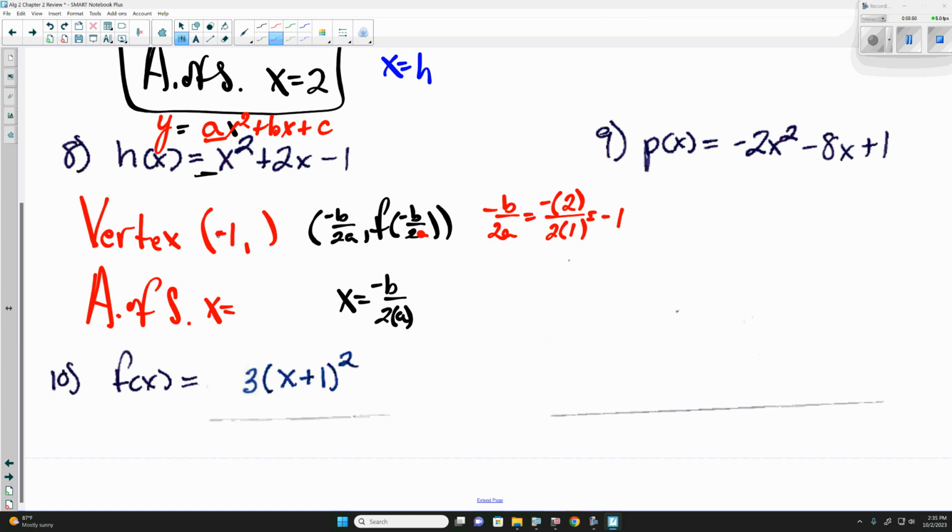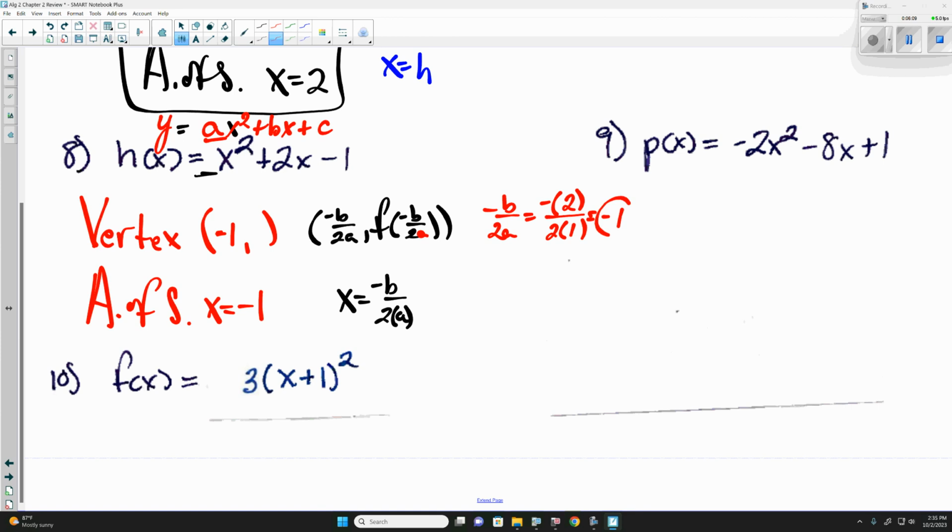So that does give us the x value of the vertex, because it's -b over 2a, comma, f of -b over 2a. And the axis of symmetry is what? X equals -b over 2a. So we already have the axis of symmetry. X equals -1.